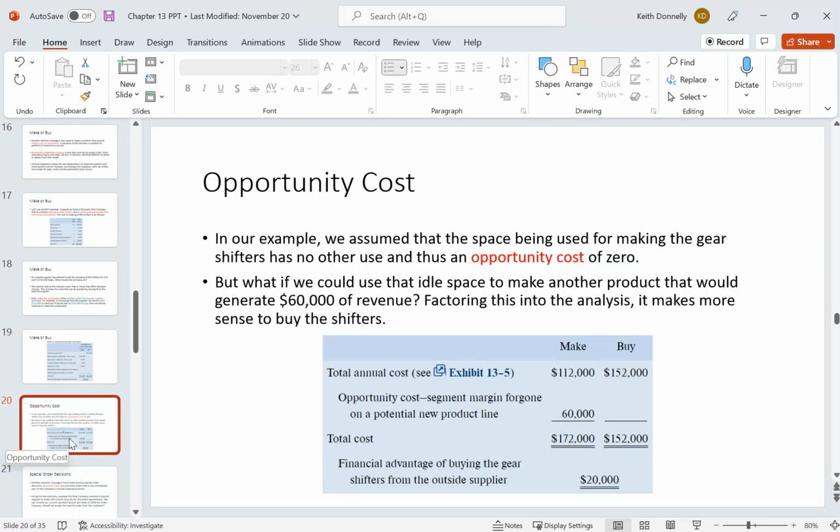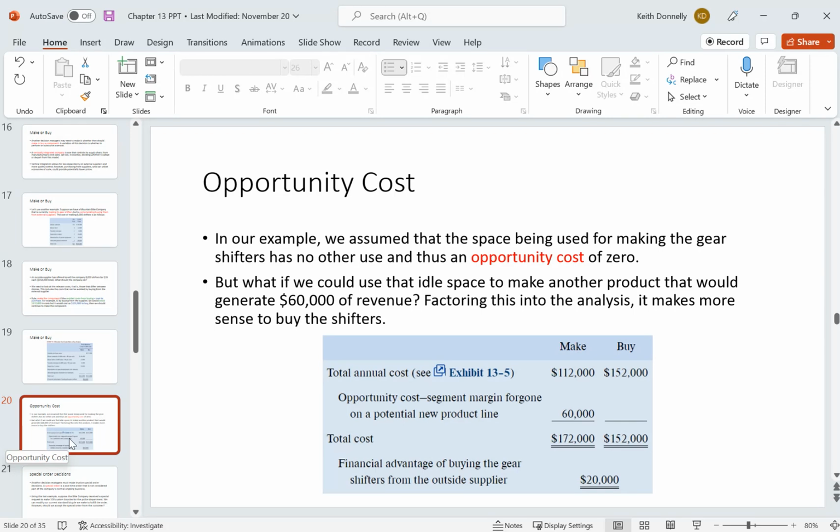Okay, in that bike example, we have to modify it a little bit here. In our example, we assumed that the space being used for making the gear shifter has no other use, and that there was an opportunity cost of 0. In other words, we just assumed that the area in the facility we weren't going to use for anything else. We wouldn't get anything out of it.